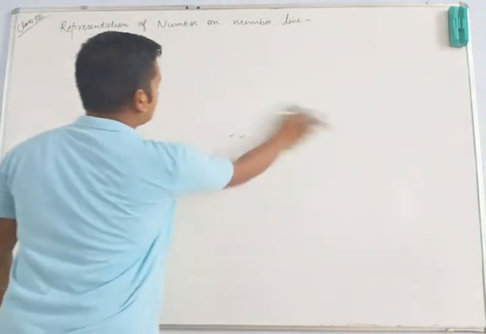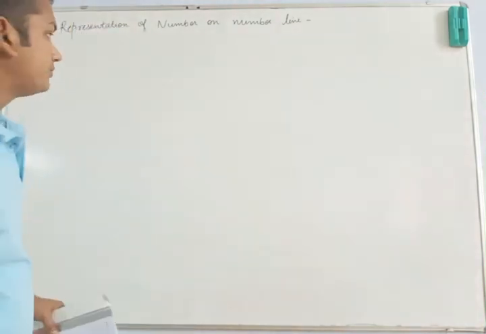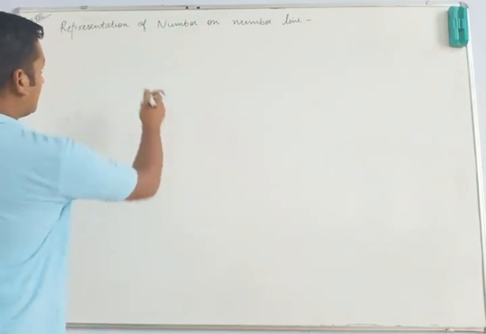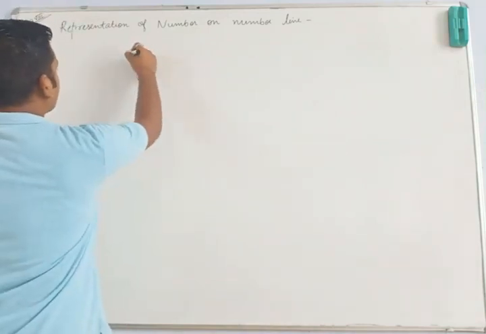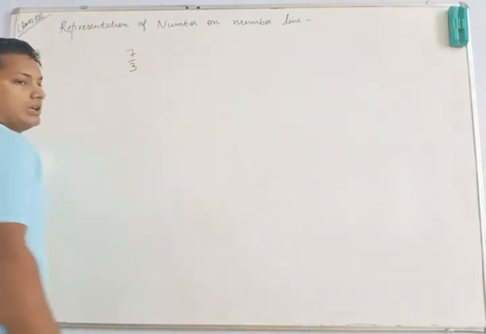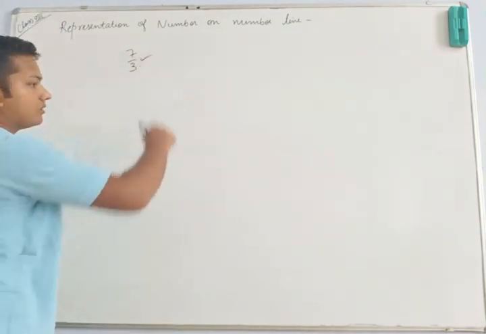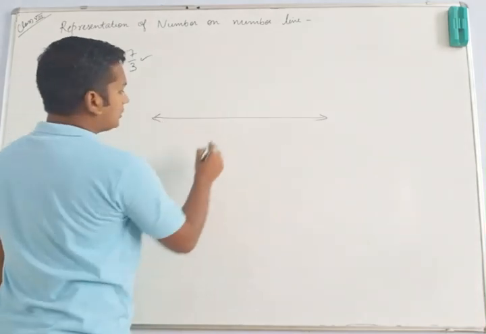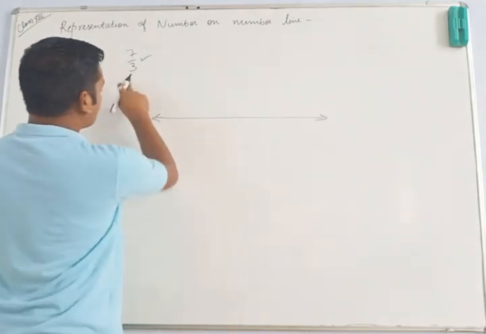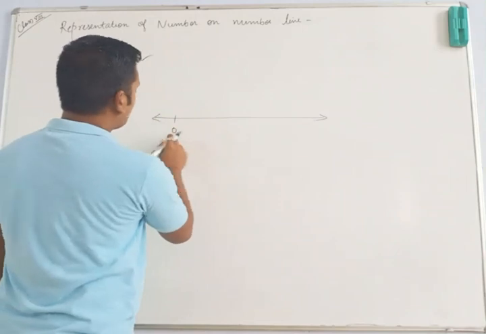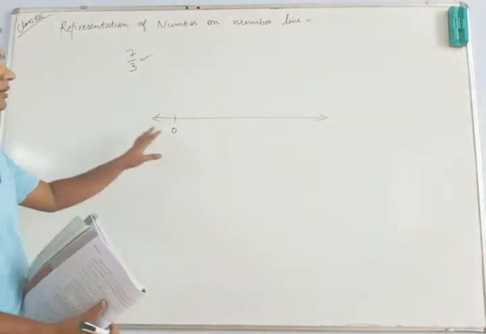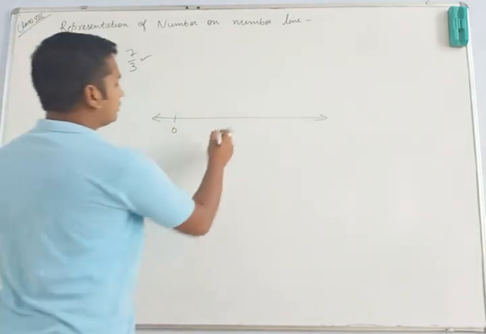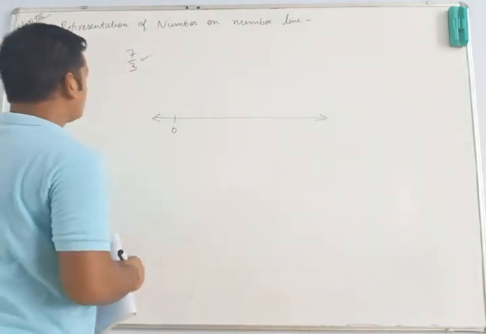So let's check out how to do it. Let us take an example: I have to represent 7 upon 3 on a number line. Since it is positive, at first I will put this 0 at the left-hand side so that my space can be conserved.